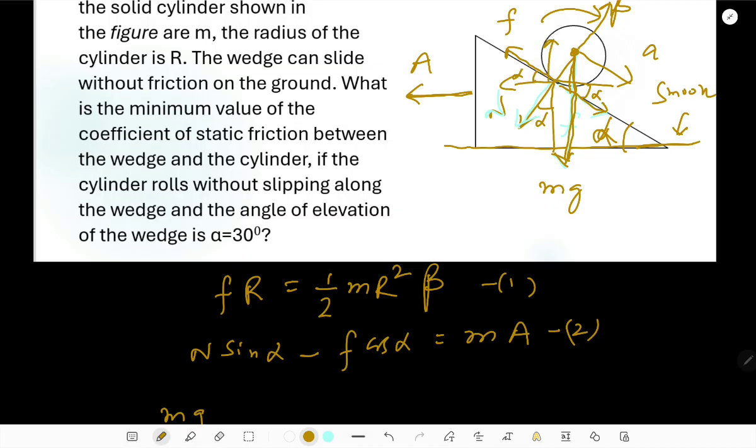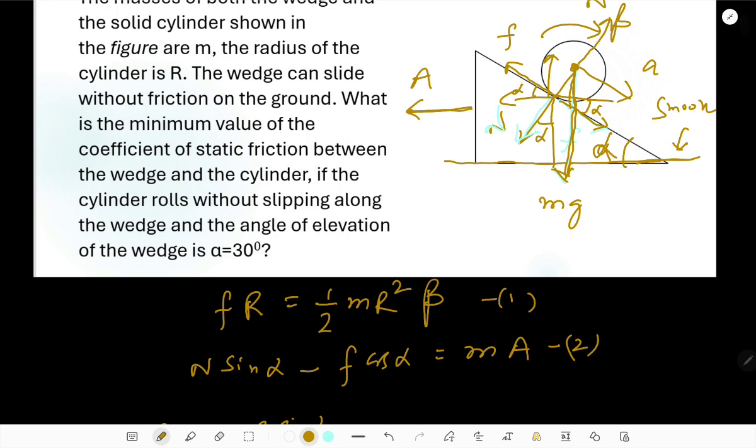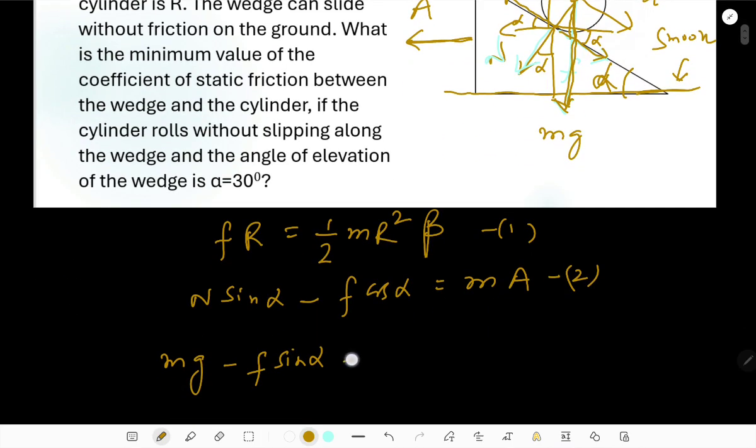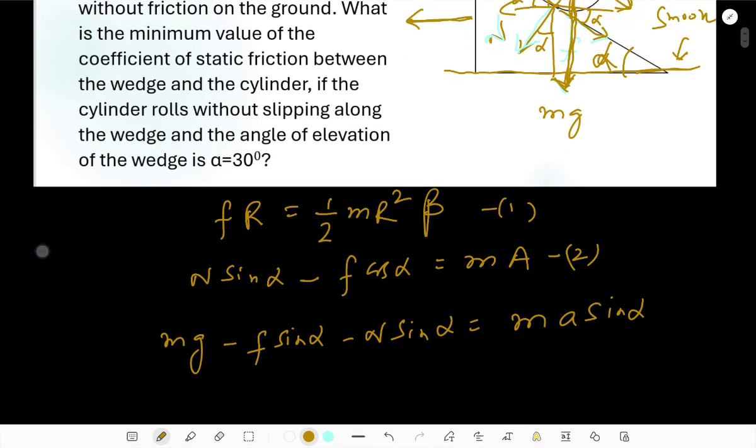This angle is alpha. So this thing minus F sine alpha, and the normal force is also upward. Normal is like this, and this angle is alpha. So normal force is also upward, so I can write minus N sine alpha equal to mass into acceleration multiplied by sine alpha. The component of acceleration in the direction of mg will be a sine alpha with respect to ground, because a is the acceleration with respect to wedge, but wedge is not accelerating in vertical direction. Only the cylinder is, so the acceleration of the cylinder with respect to wedge and with respect to ground will be the same, and it will be ma sine alpha.